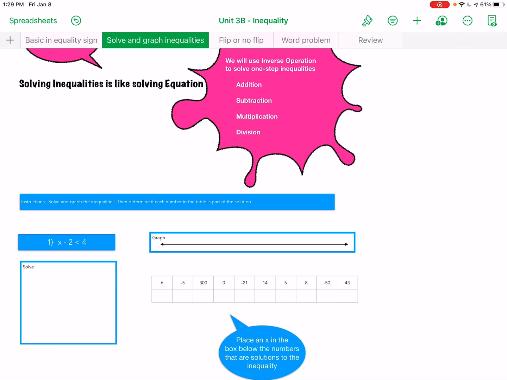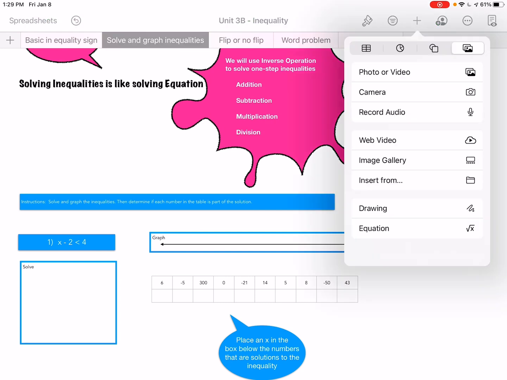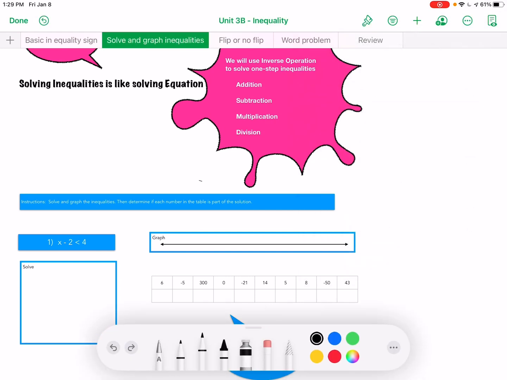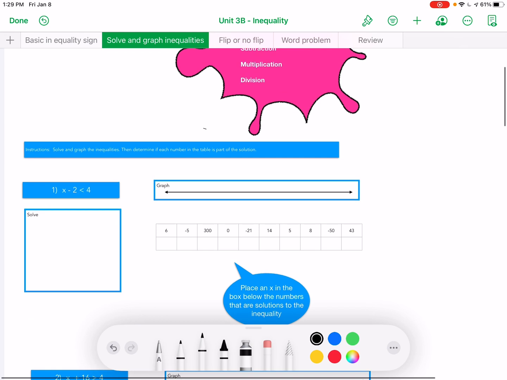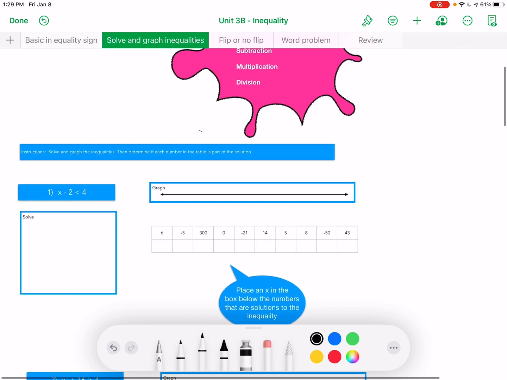After yesterday learning about the ins and outs of inequalities, today we're going to be solving and graphing inequalities. And you're going to enjoy it. It's just like solving equations, except you're going to have a solution set, more than one answer. So let's look at our first inequality. x minus 2 is less than 4.